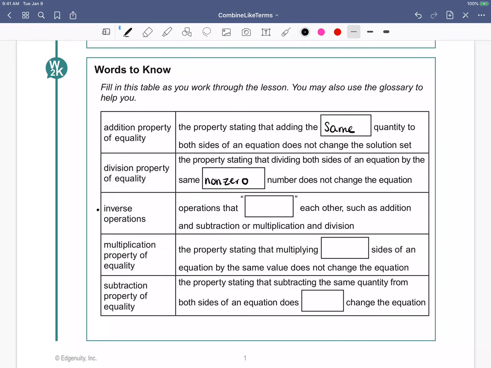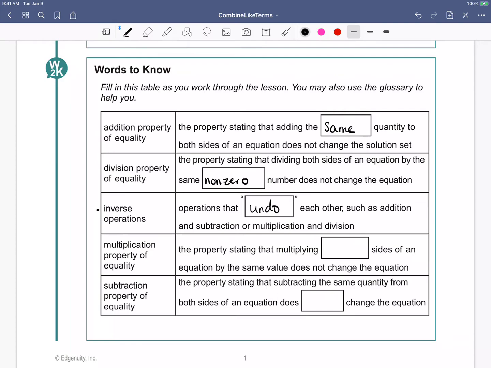The inverse operations are operations that undo each other, such as addition and subtraction or multiplication and division, right? These are our opposites. I always tell you, what's the opposite of addition? What's the opposite of multiplication? Those are the inverse operations.